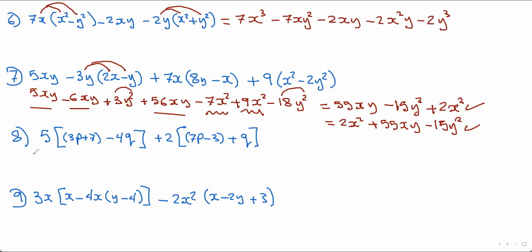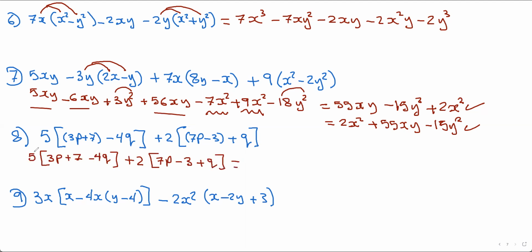So here, what you want to do, you want to go 5, square bracket. This bracket right here serves no purpose. So I'm just going to write it as 3p plus 7, and then the minus 4q. We don't have anything in front that's going to change anything in here. And that's what that is, plus 2. And also here, these brackets don't have anything in front of them, so they serve no purpose. So they might as well just have written them as 7p minus 3 plus q.